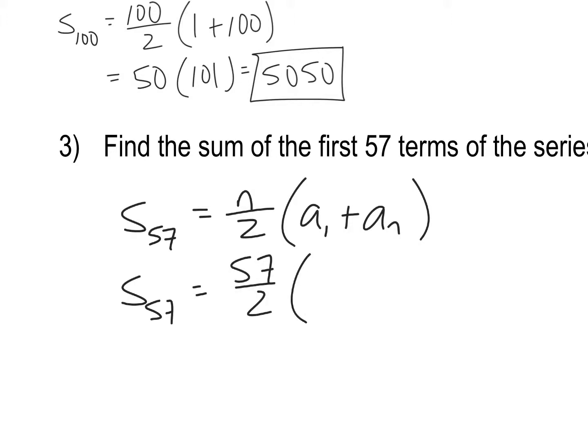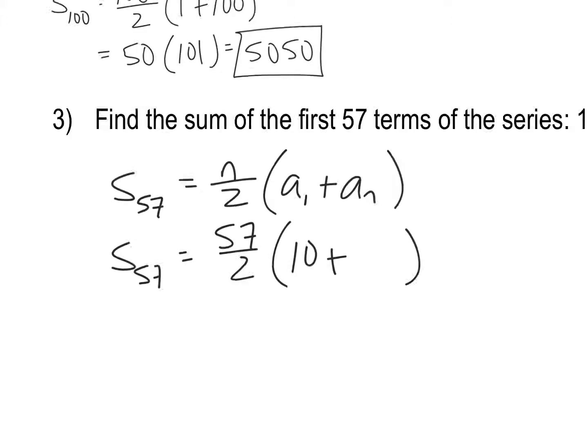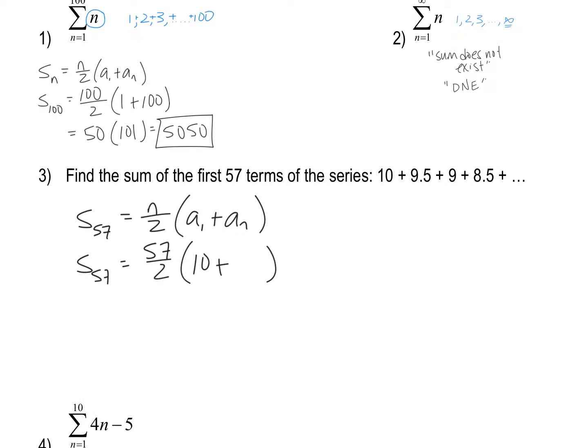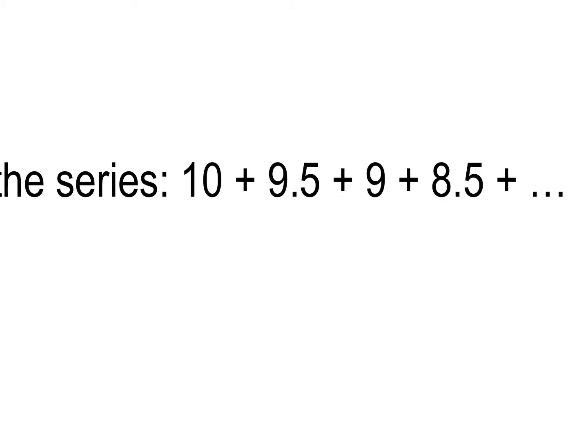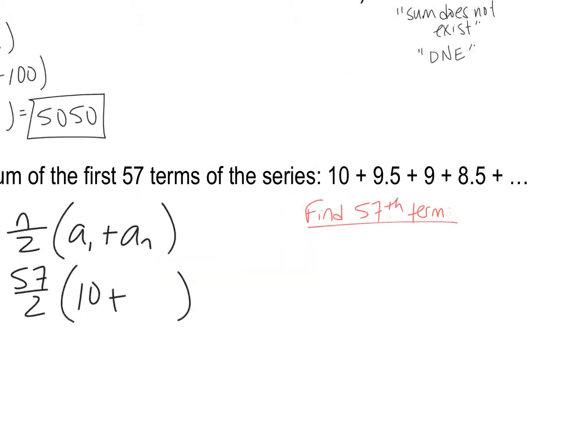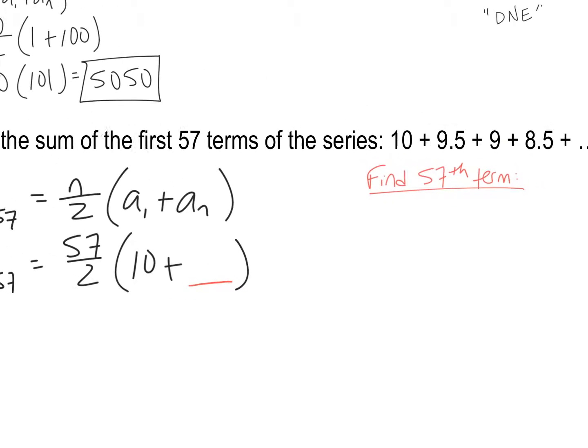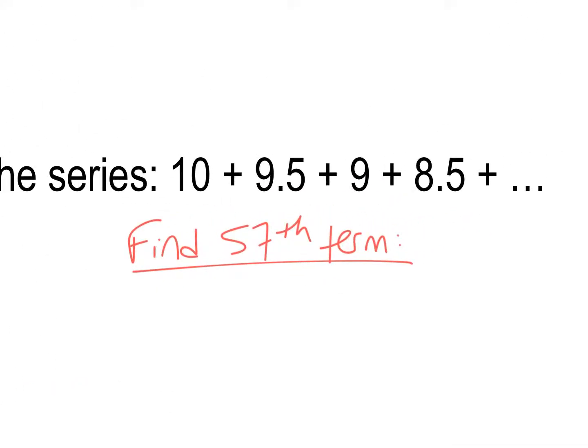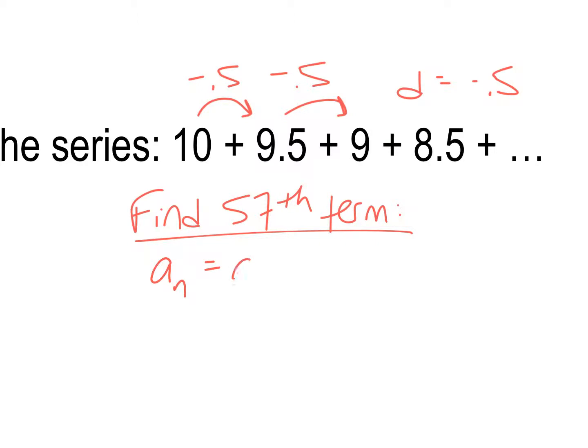I also know that a sub 1 is 10, plus I need to know what the last term is. And I do not want to write out all those terms 57 times. So let's use the formula we learned yesterday to figure out what the 57th term is, because that's what's going to go here in the formula, and then I'll be finished. What you can notice here is that I'm subtracting 0.5 each time, so my d is negative 0.5. I'm going to use the a sub n formula that we learned yesterday.